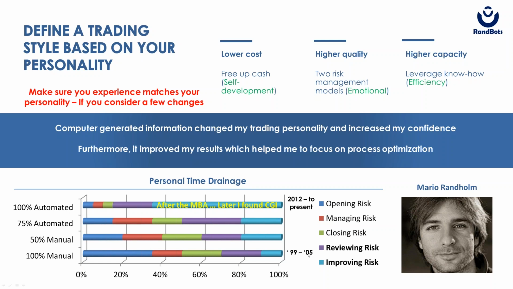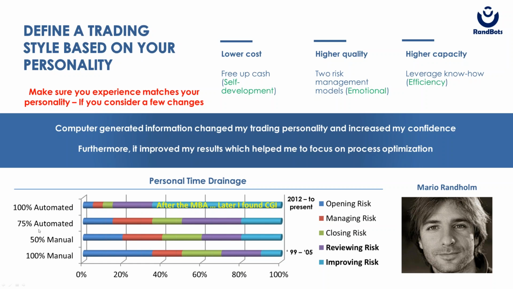This is 1999 to 2005 when I started trading, and I was doing 100% manual trading. As you can see here, almost 40% of my time was dedicated to opening risk. This is probably entries and so on. Then managing the trade was a little less, and a lot of time went to closing the trade. Of course, I was doing some review and very little time improving my systems or my entries and my exits. It was very little time.